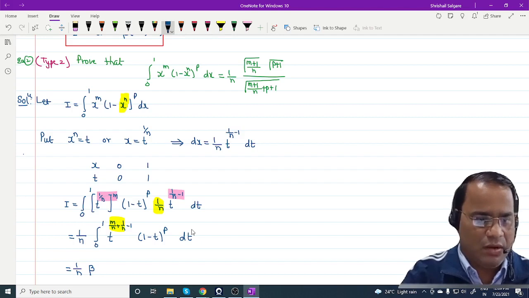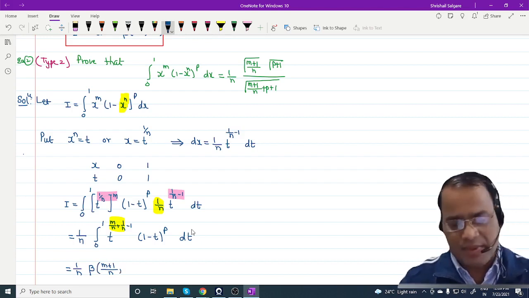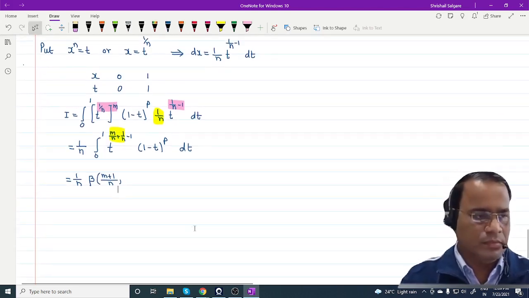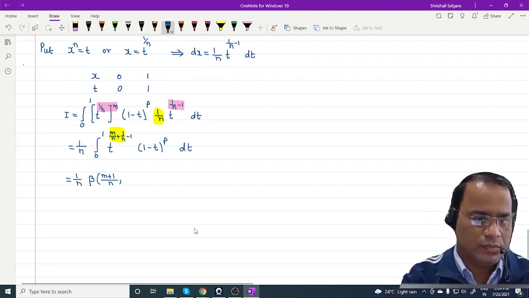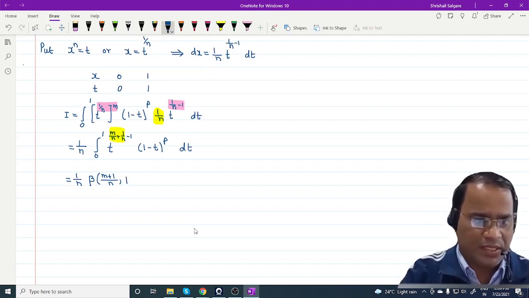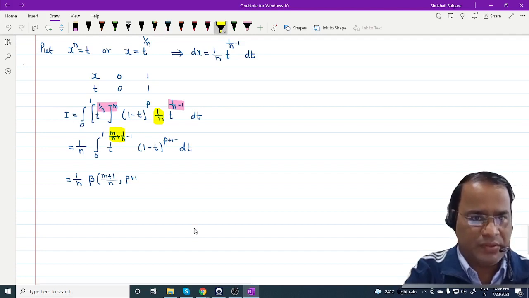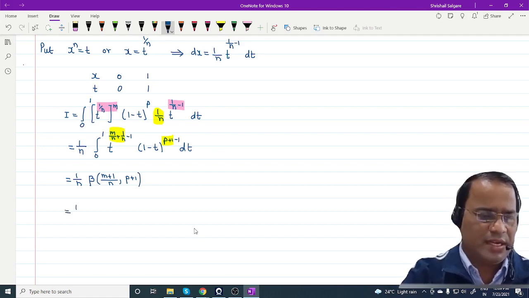So beta of m plus 1 divided by n. And what is the second parameter? Anyone can guess? p plus 1. Yes, it is p plus 1. It can be written as p plus 1 minus 1. So here I have to write minus 1. Further, the only thing you have to do is write that answer in the gamma form.